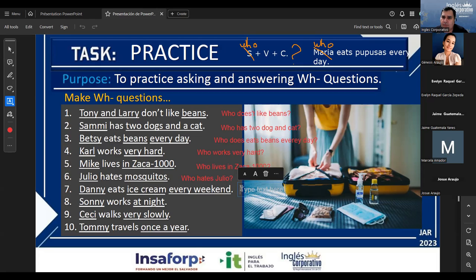And the question, who eats pupusas every day? Okay, that's it. By substitution, you have to substitute.